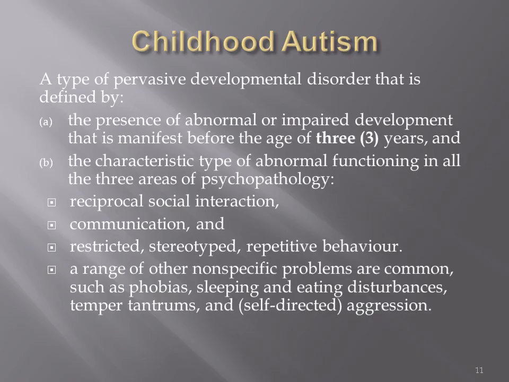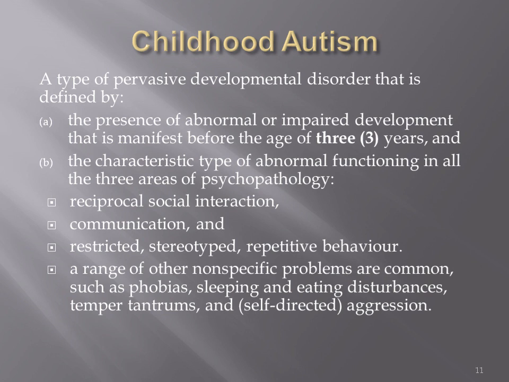Childhood autism, a type of pervasive developmental disorder, is defined by the presence of abnormal or impaired development that is manifest before the age of 3 years. That's what we were describing earlier, that it arises before the 3 years. So before the 3 years, either the parents take notice, or at a later stage they realize that the child did not make appropriate social interaction or communication even before the age of 3 years, and was doing the same thing again and again.